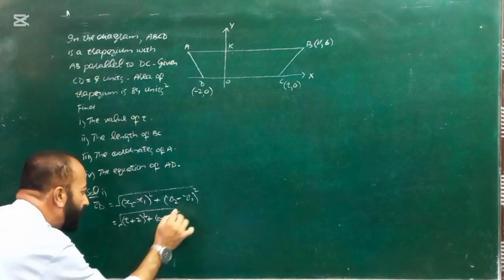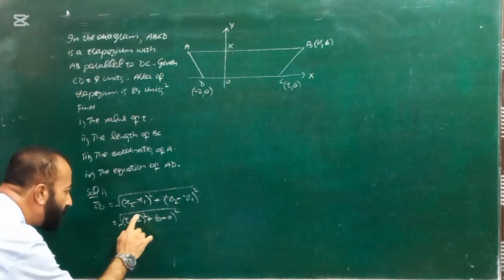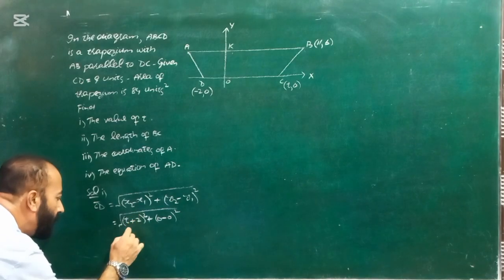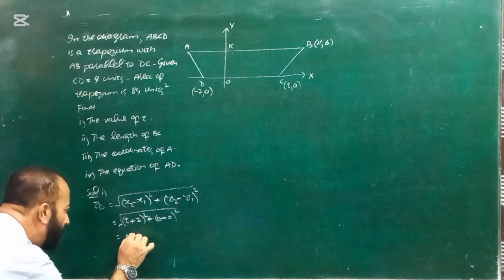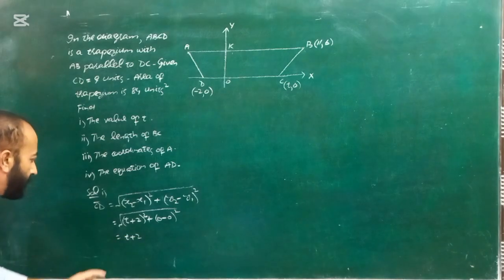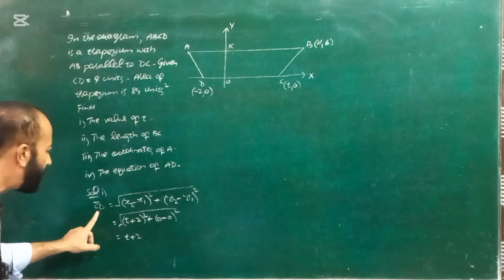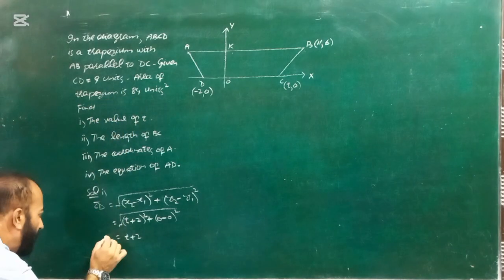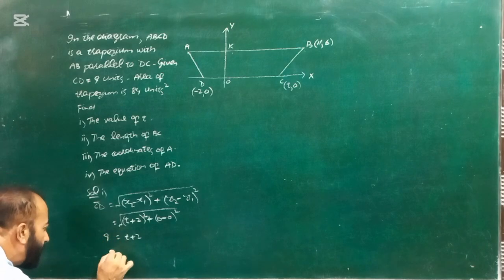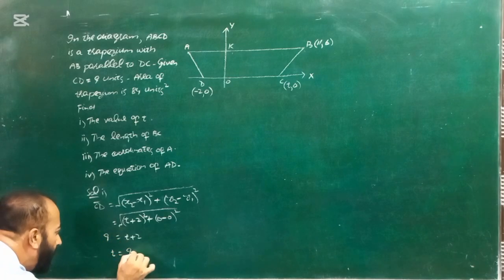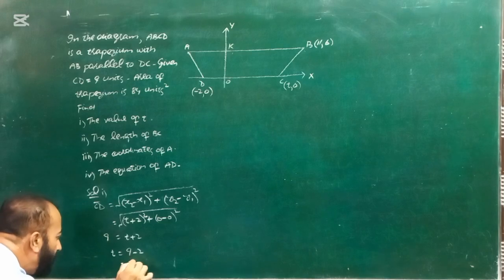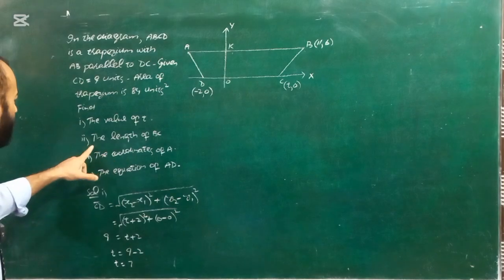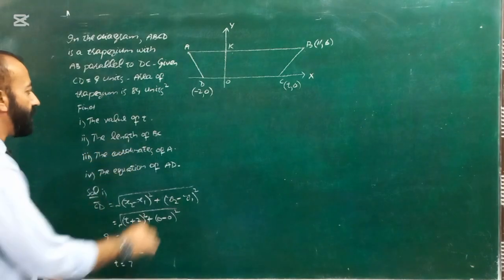So at this step you can see this will be 0, this will be finished. So the square root will be over it. So square will be cancelled by square root. So t plus 2 will be the answer of the right hand side. And this is the distance of CD, which is given as 9 units. So that will be equal to 9. So from here you can see t will be equal to 9 minus 2 and will be equal to 7. So t's value is 7. So first part is done. Second part required is the length of BC.